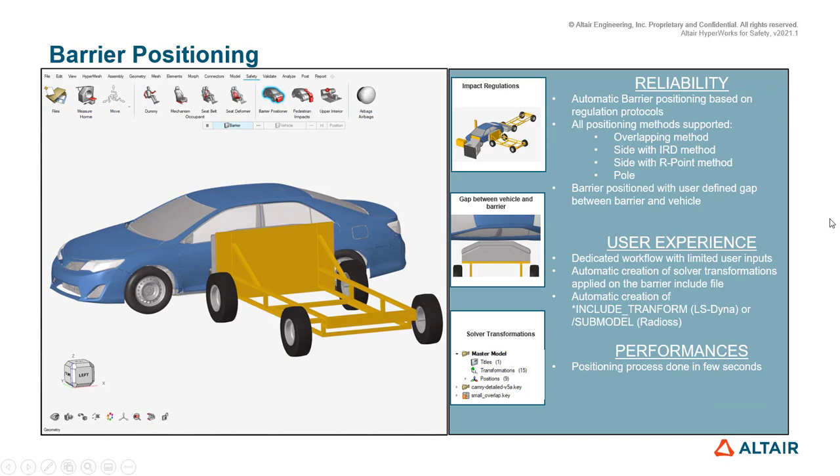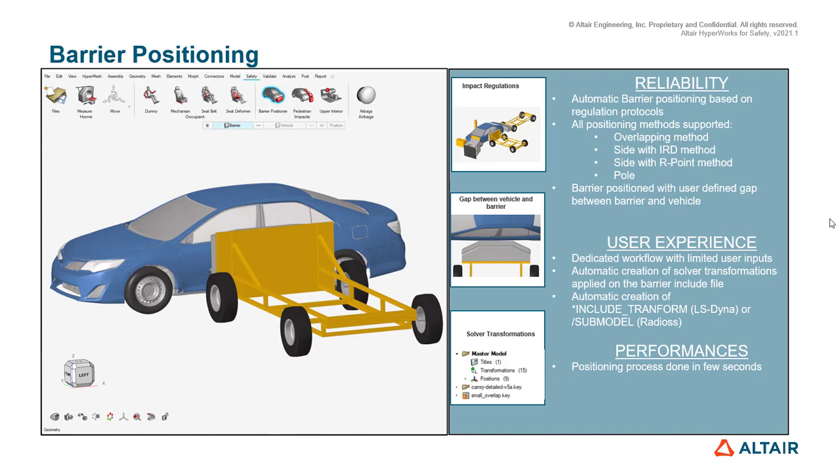Moving on to barrier positioning tool. So when the user is using barrier positioner tool, it automatically gets the impact barrier into the position based on the selected crash regulation. So this slide gives overview of barrier positioner tool in terms of reliability, user experience, and the performances.